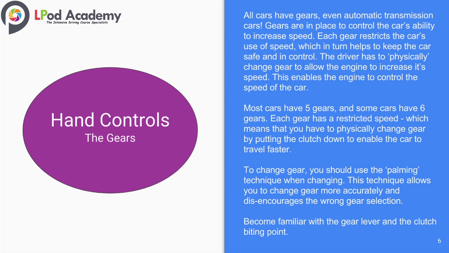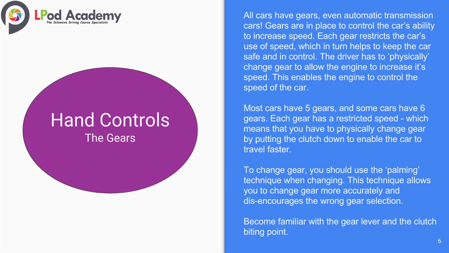The gears. All cars have gears, even automatic transmission cars. Gears are in place to control the car's ability to increase speed. Each gear restricts the car's use of speed, which in turn helps to keep the car safe and in control. The driver has to physically change gear to allow the engine to increase its speed. This enables the engine to control the speed of the car, which is a lot safer.